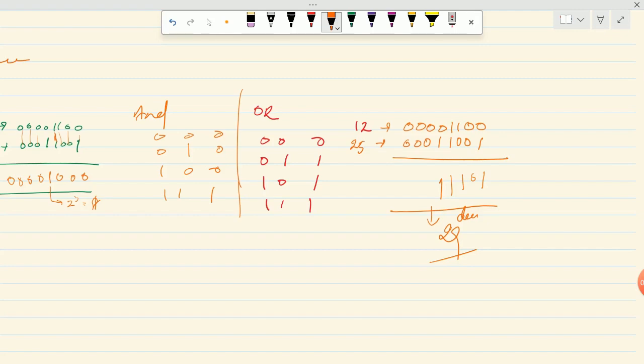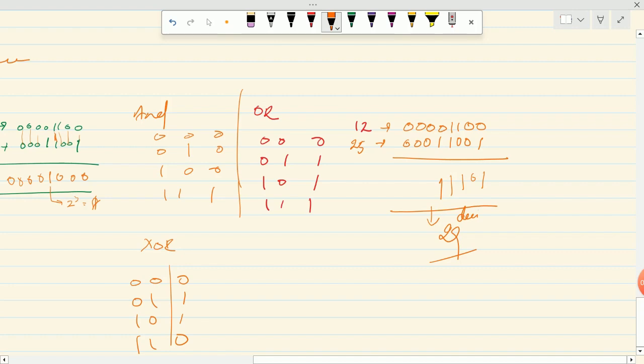For bitwise exclusive OR, you have to use the truth table for exclusive OR. So what is that for exclusive OR? Likewise you have to use it.